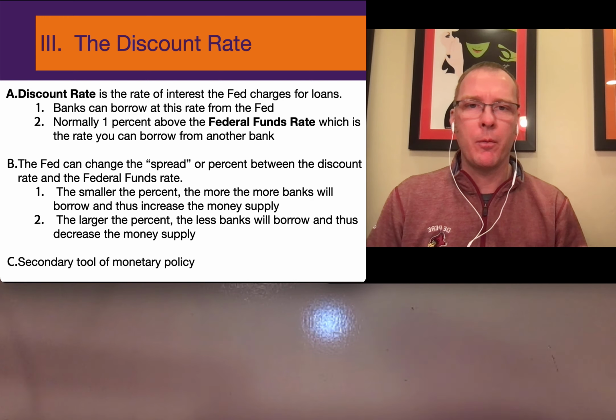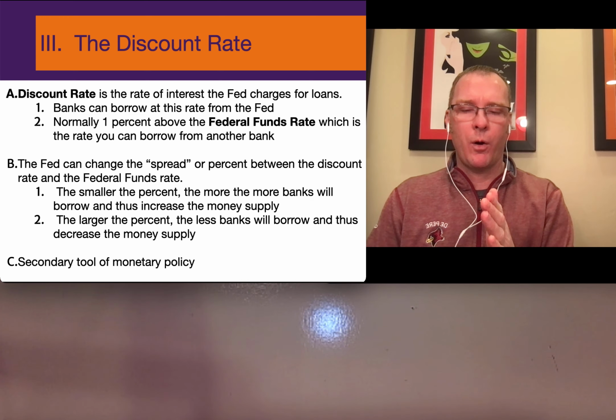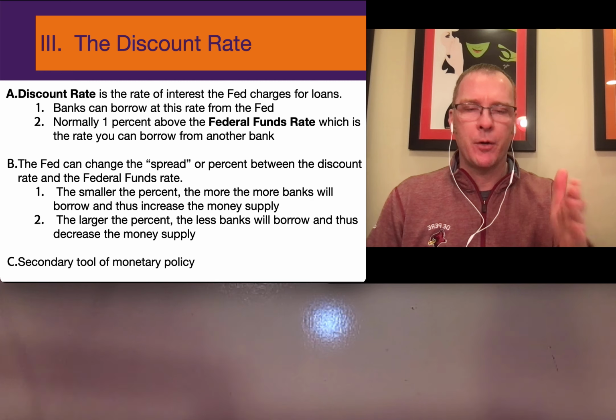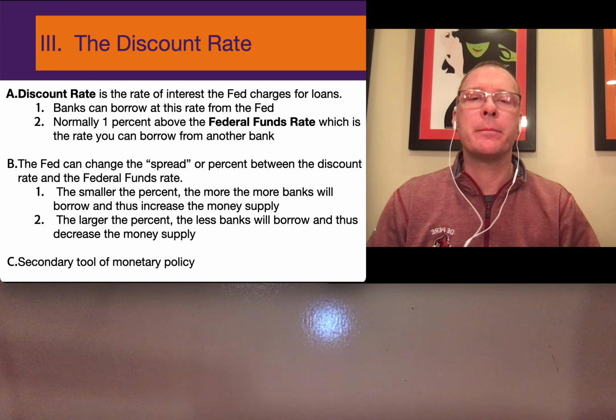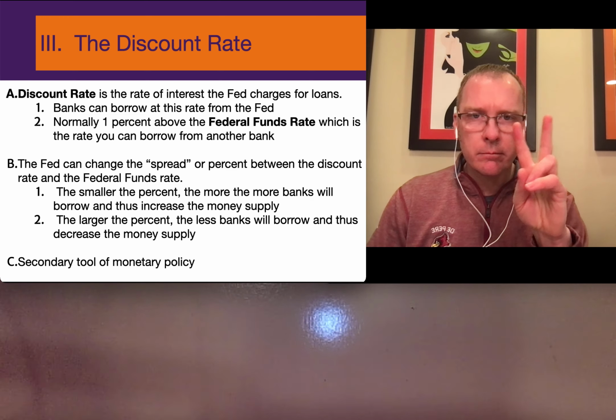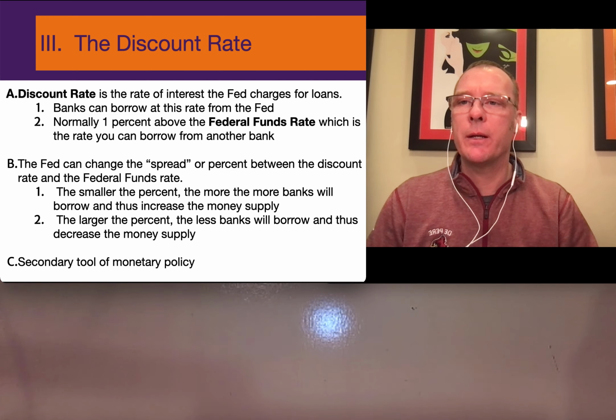And if I can get people to borrow a little more, then those people who are borrowing are also going to spend more. And then of course that multiplier happens, and we have a whole bunch of money in the system. The second monetary policy tool here is going to be the discount rate.